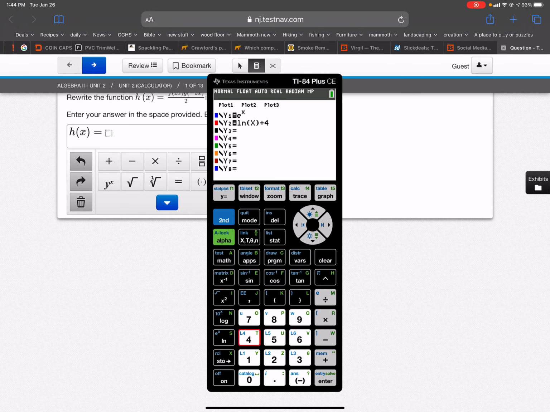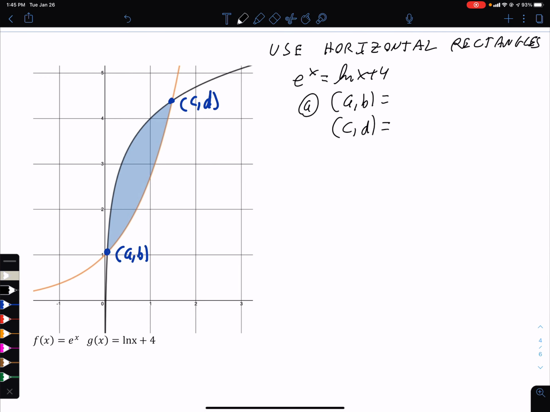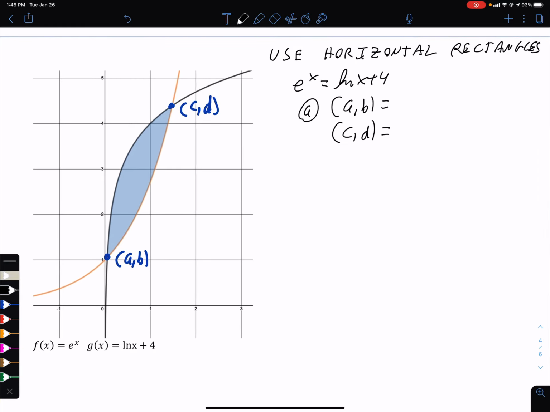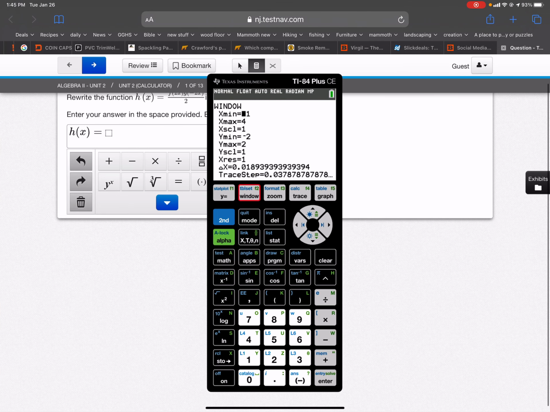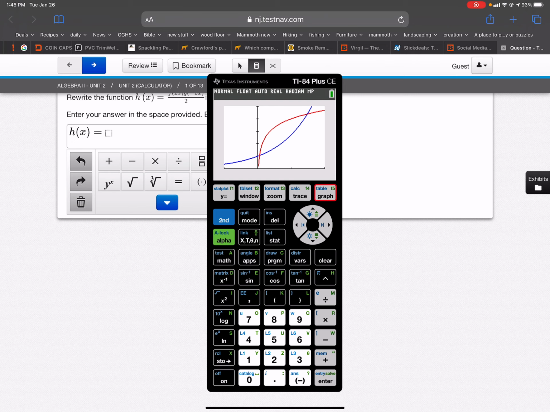And what were our windows looking like? Looks like -1 to 2 and 0 to 5. Now, if you don't know the windows, you have to just try something random. I like -10 to 10, and then work from there. But let's graph. There's the graph.